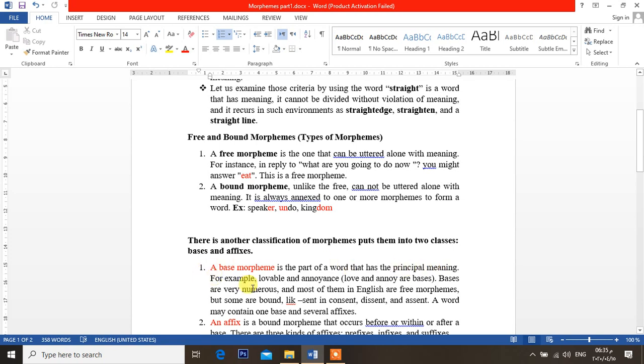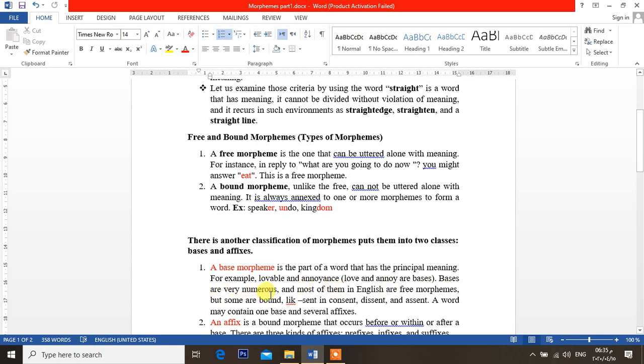For example, lovable and annoyance. Love and annoy are bases. Love here is a base, and those two words, lovable and annoyance, have bases. Love is the base of lovable, and annoy is the base of annoyance.